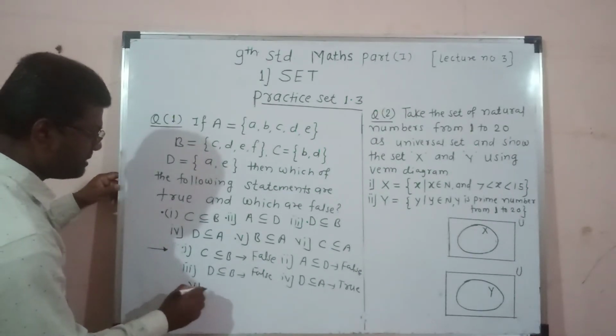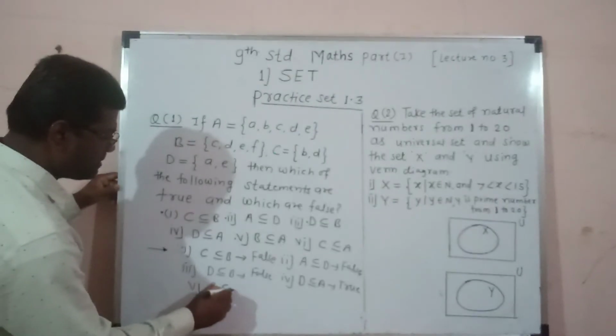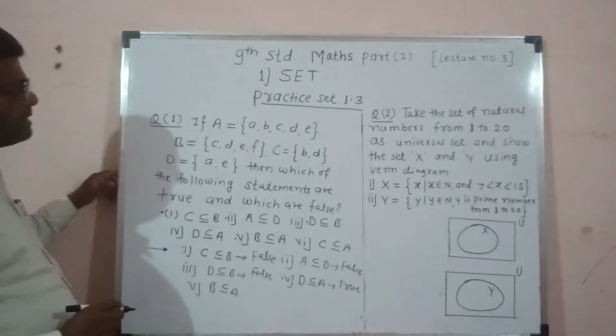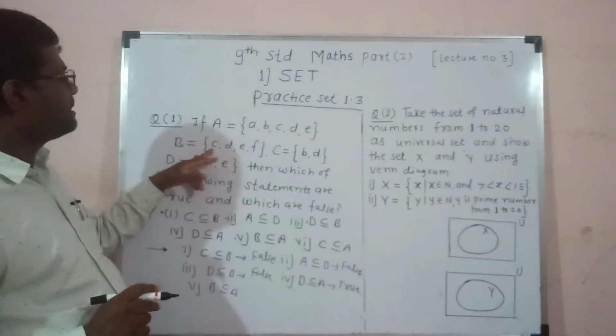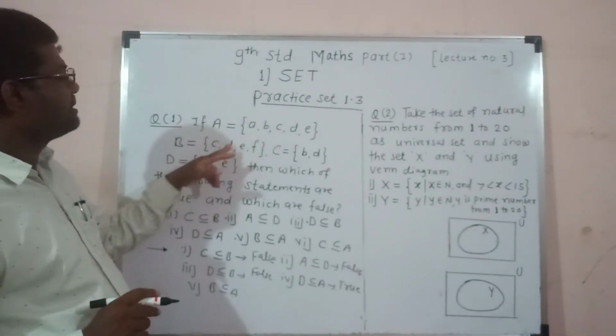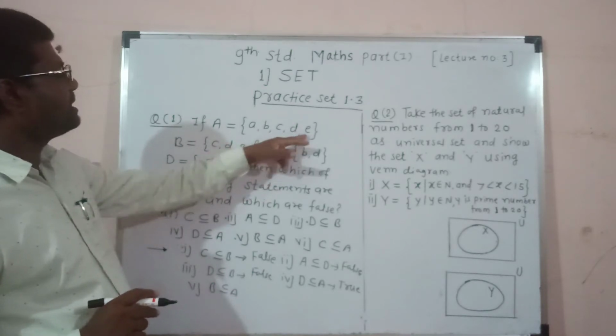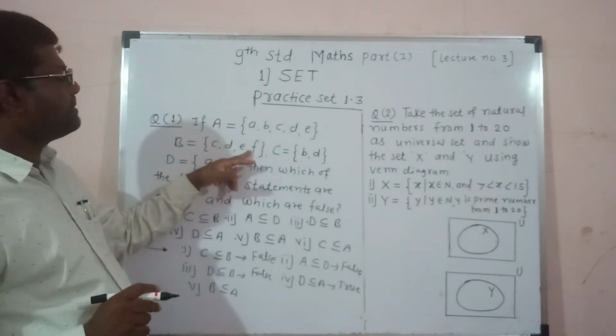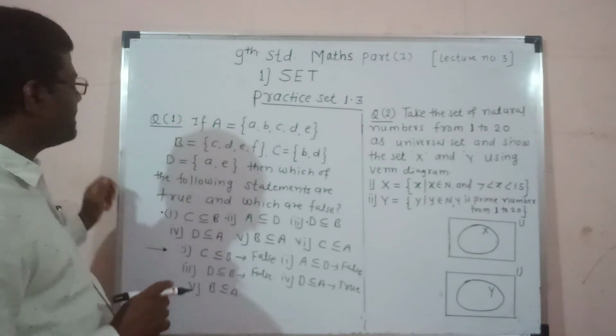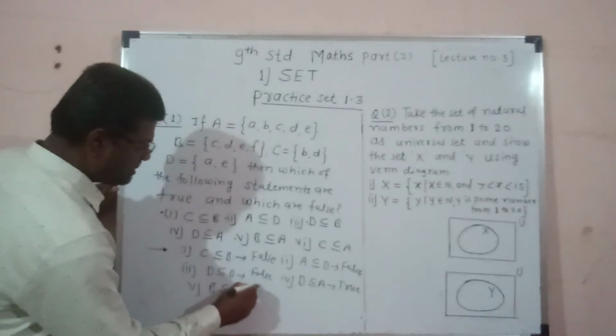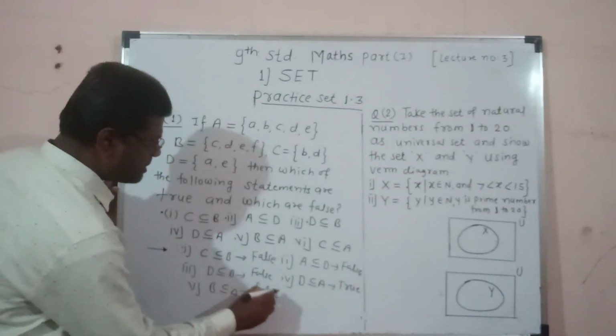Now number 5, set B is a subset of set A. The elements of set B are C, D, E, F, but F is not an element of set A. Therefore this statement is also false.